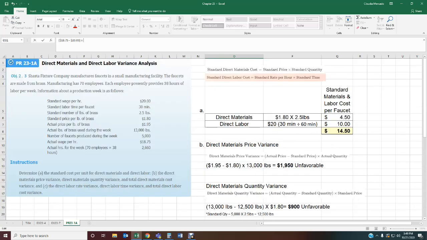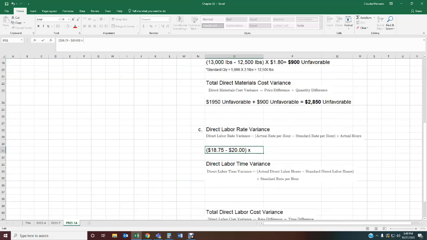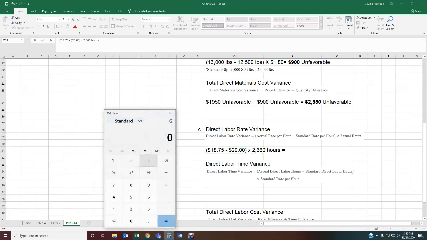Actual hours. It says actual hours for the week, 2,660 hours. Okay, and let's see what that gives us. So it's 18.75, your actual, minus your 20, which is your standard, that's negative 1.25, and then I multiply it by my actual hours of 2,660. That gives me a negative 3,325.